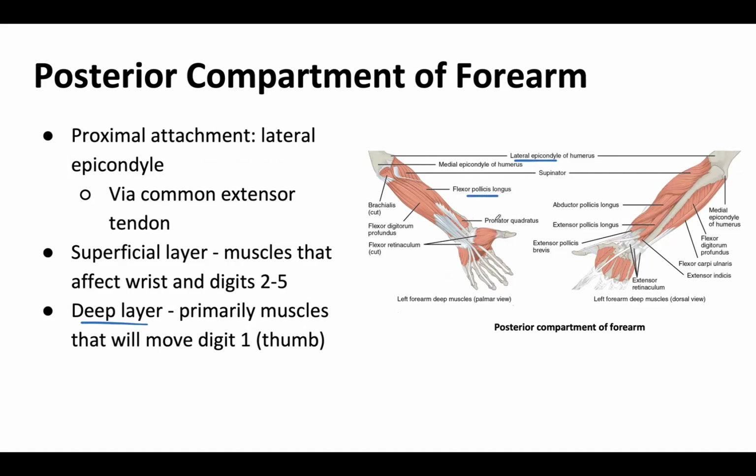If you see pollicis, you need to be thinking the first digit. There are a few muscles in this deep layer that don't match the first digit thing. There is one that supinates, and there's one that directly affects digit 2.